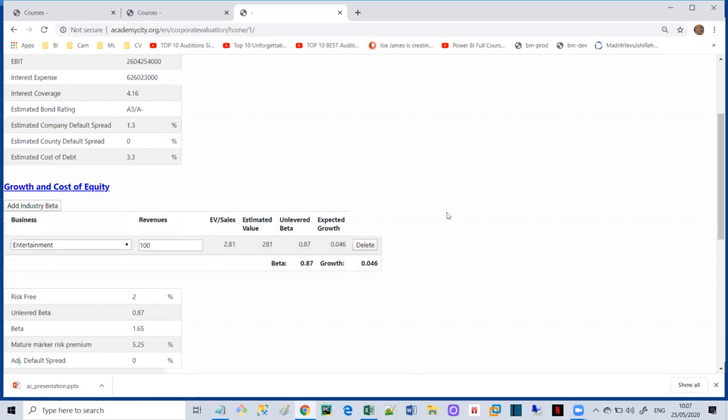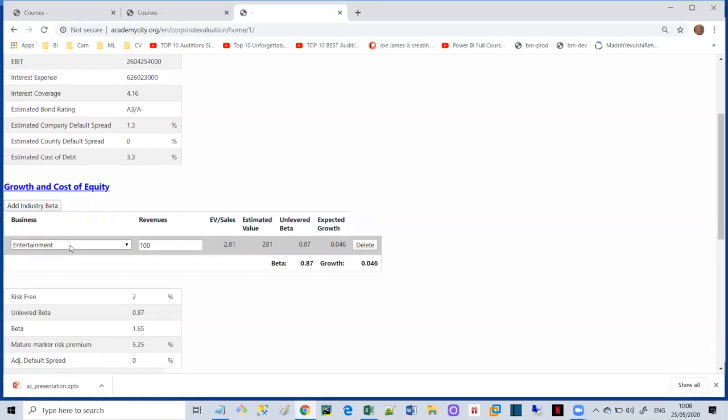Are these numbers just Netflix or just about the industry? These numbers are for the entertainment industry. Excellent question, by the way. What is the estimated value of the whole industry?